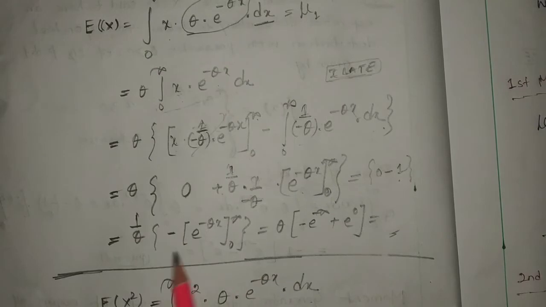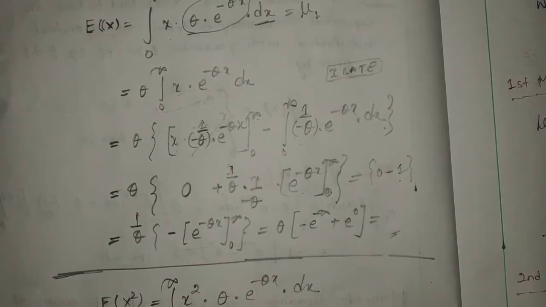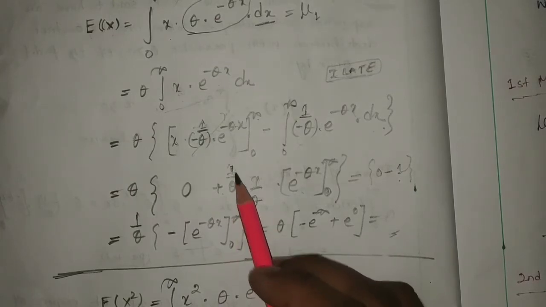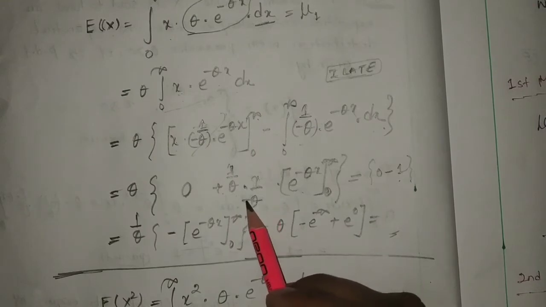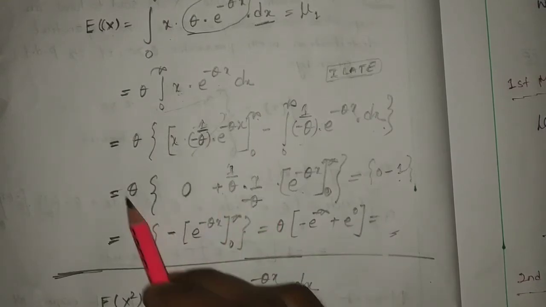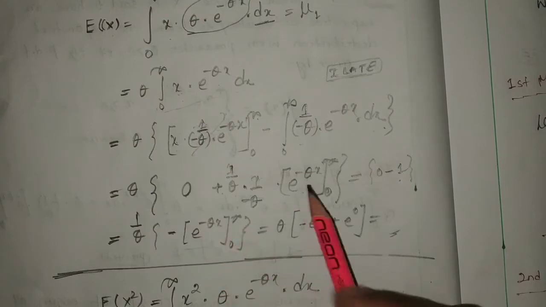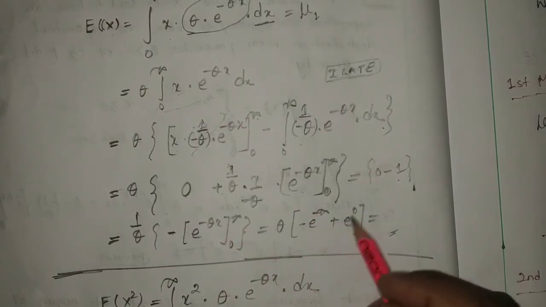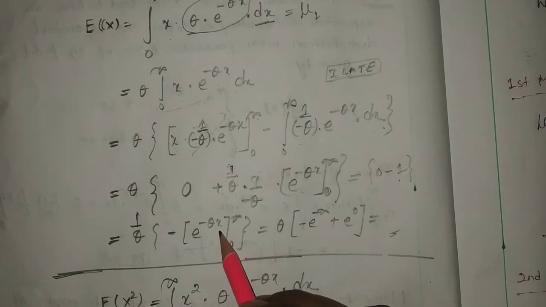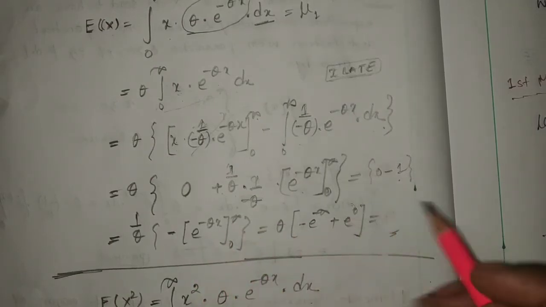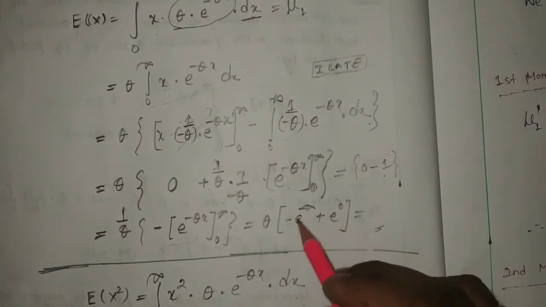Here I have written it: 1 by theta, minus theta, so it will be minus 1 by theta, theta got cancelled, so it will be 1 by theta, with minus, e to the power minus theta x from 0 to infinity. Just put the limit: minus e to the minus infinity, plus, since it will be minus of e to the 0 and minus is already there, plus e to the power 0. Simple things, so it will be 0. So how much are we going to get?